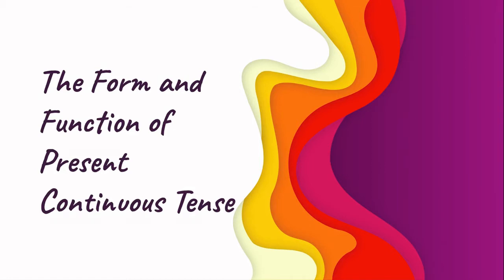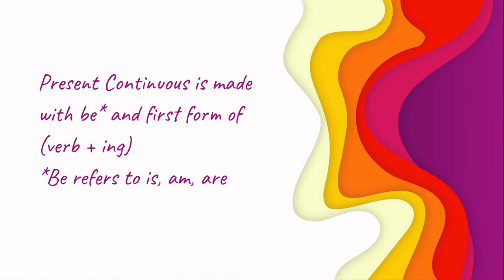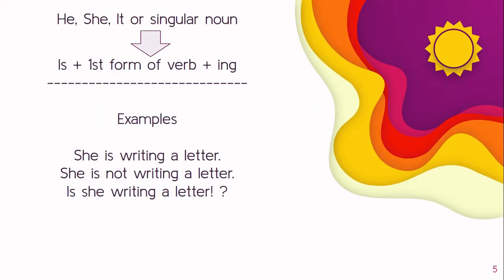Present continuous tense is made with the helping verb be and the first form of verb plus ing. Be refers to is, am, are. We use is plus first form of verb and ing with he, she, it or singular nouns. For example, she is writing a letter.